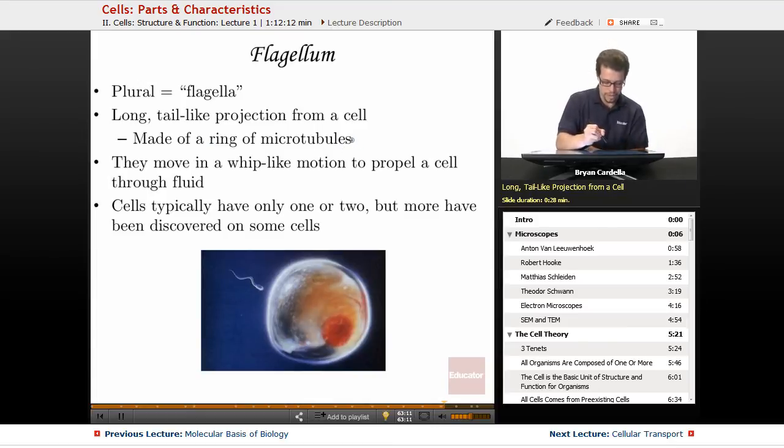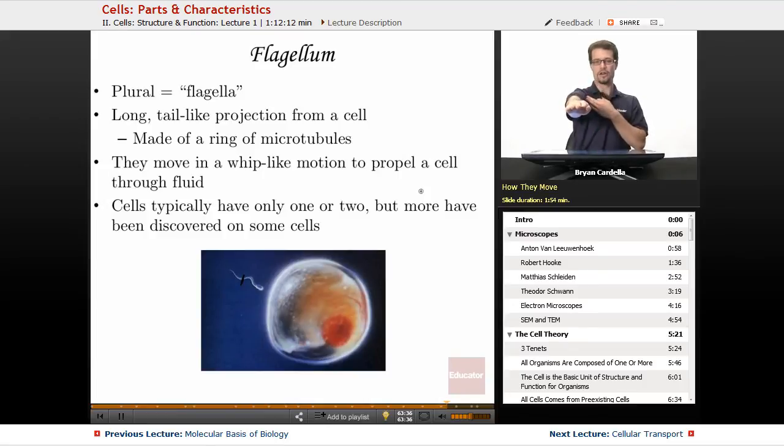So if you were to take this sperm and cut through the flagellum and look down it, you would actually see the same basic components looking down. It's just that the length of it and the movement of it is very different. Instead of moving back and forth like an oar, these move in a whip-like motion to propel a cell through fluid. So imagine that my arm is a flagellum.